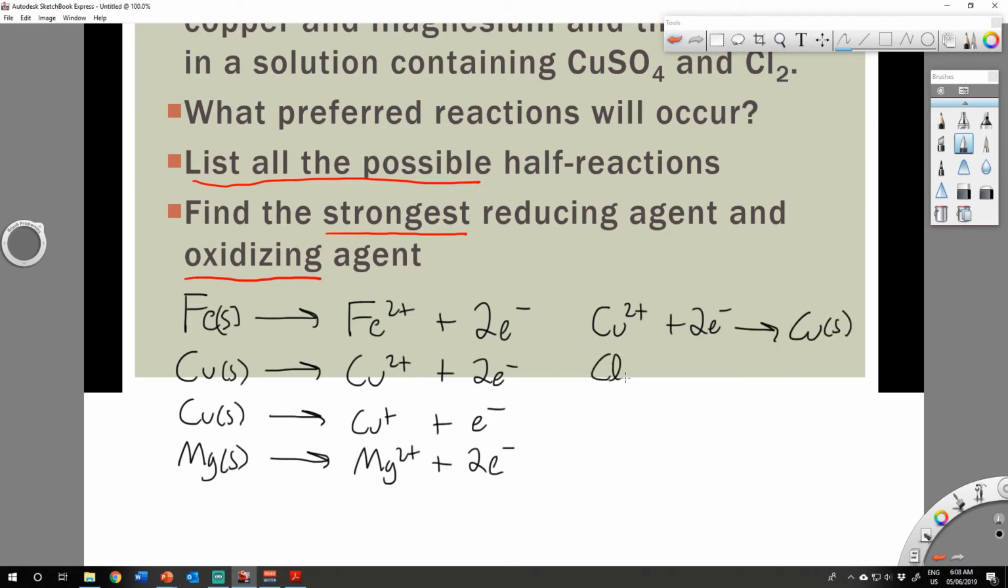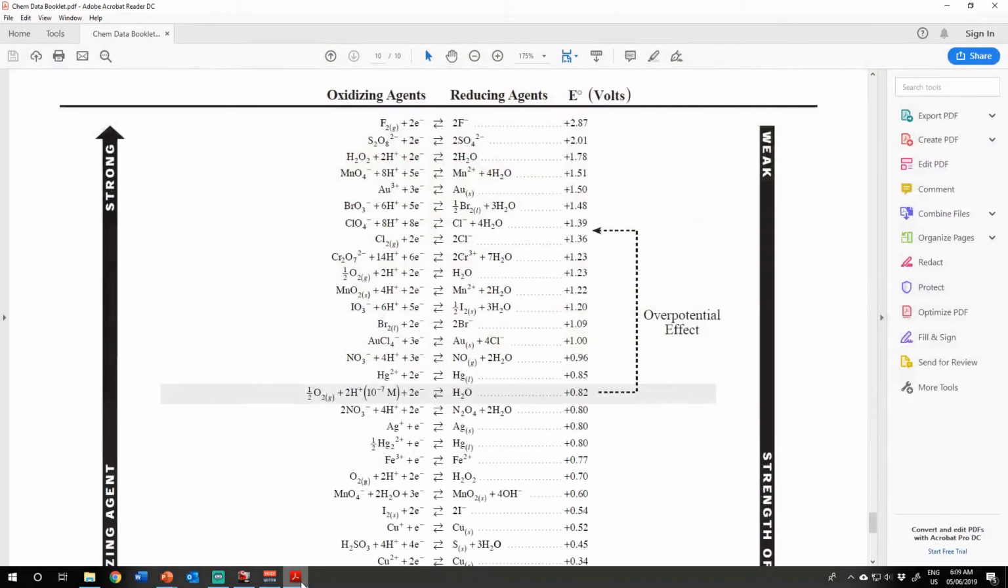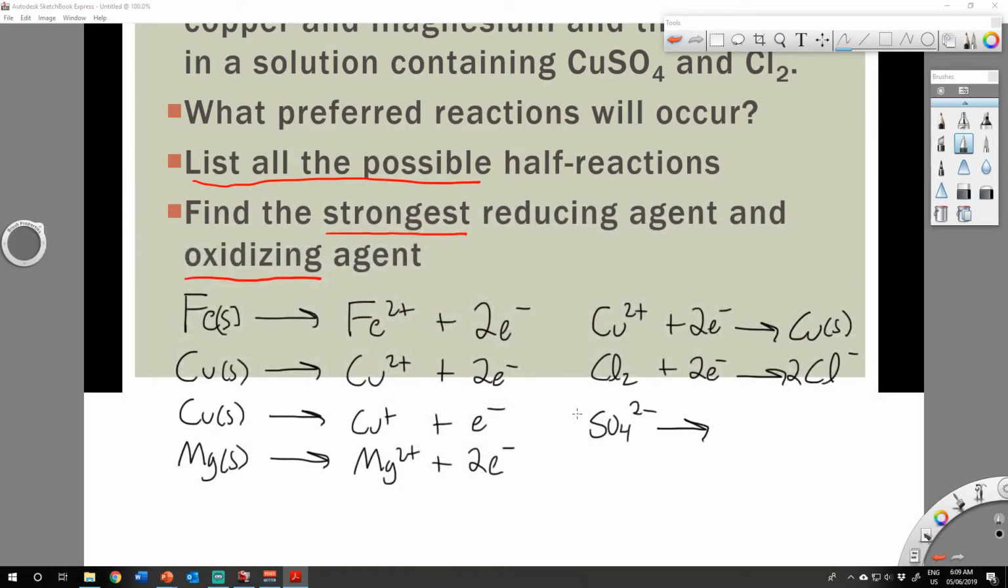Okay, the chlorine gas gives us another possible reduction. And the SO4 actually provides us with another oxidation reaction, which is, I'm trying to remember now. Oh, let's look it up. There's a very top here: SO4 2- to S2O8 2-, and two of them, S2O8 2- plus 2 electrons. Wait, is that right? Yeah, that's right. There you go.